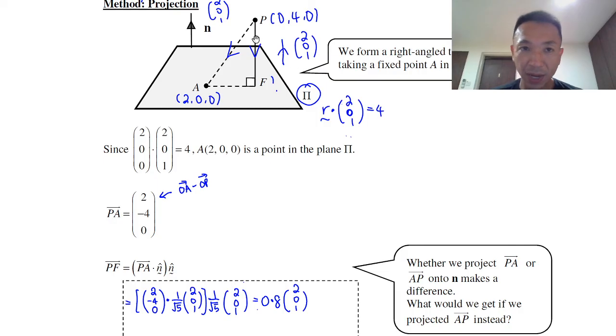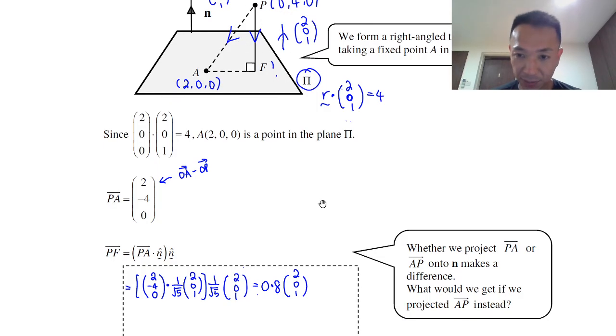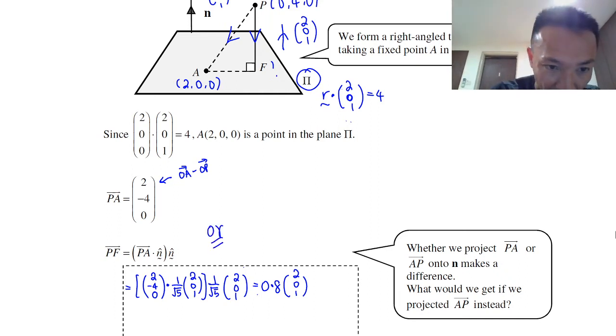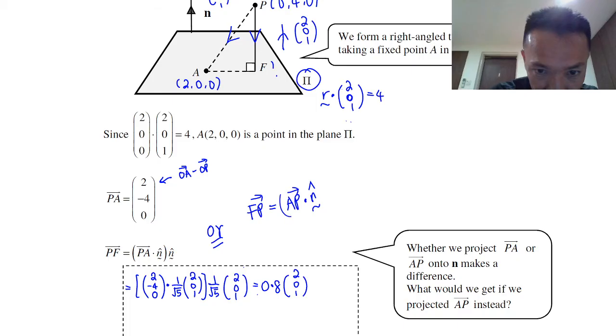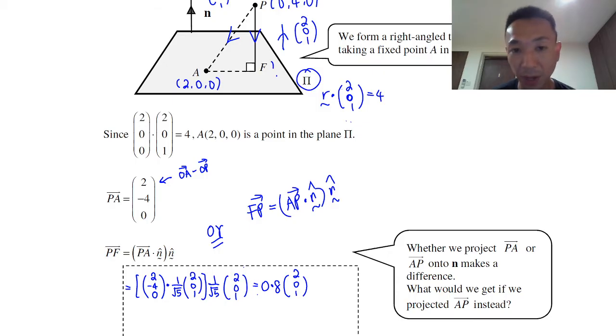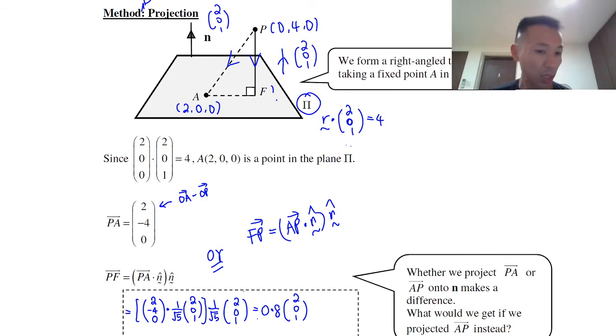It needn't matter whether ultimately I find PF or FP. Alternatively, I could have found FP equals to AP dot n hat. Now ultimately, it's fine. If you found FP, could you still have found OF? After that, you can still find OF. No, not a problem at all, as long as you find PF or FP.